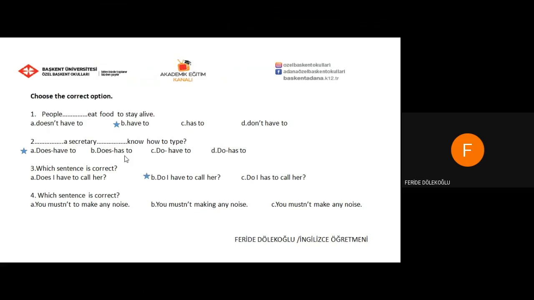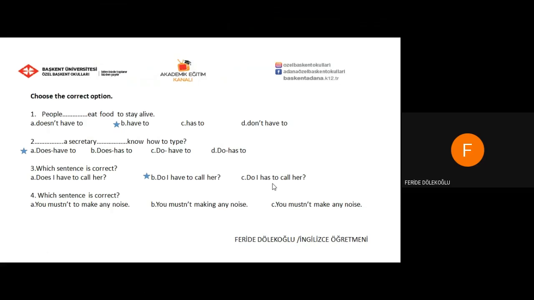B is the correct option here. Do I have to call her? Does I have to call her? It is wrong because with I we don't use does. And here in question form we don't use has to.